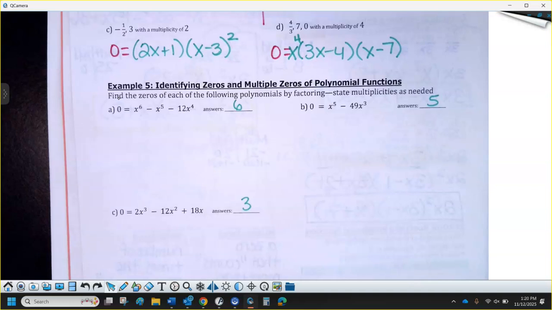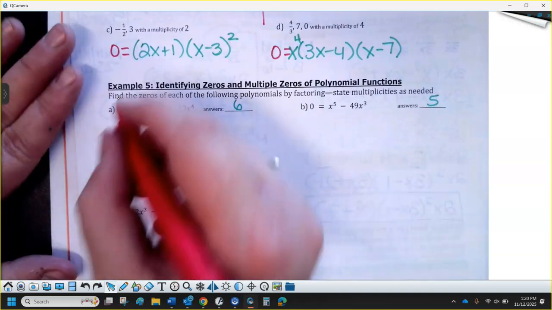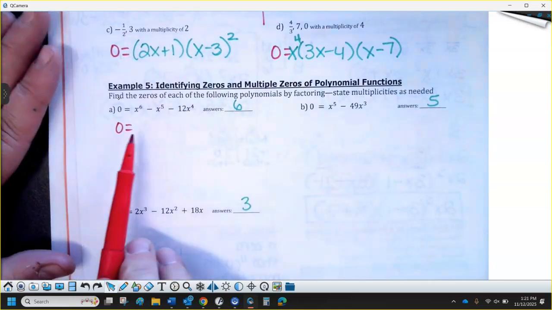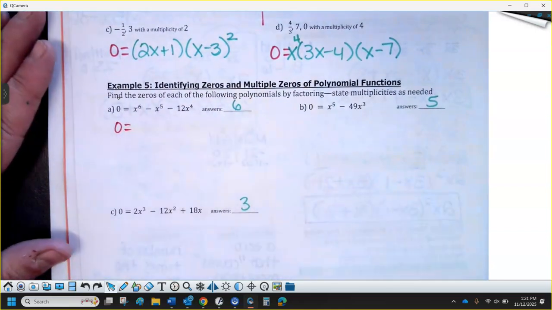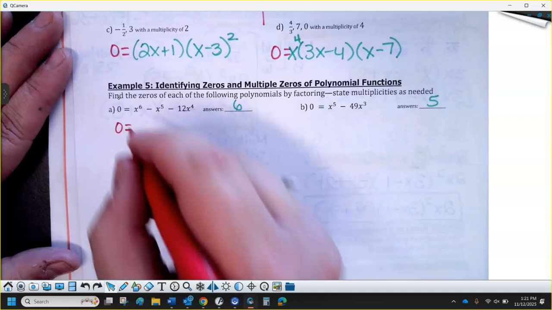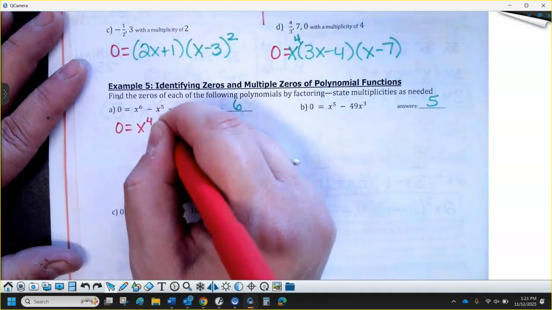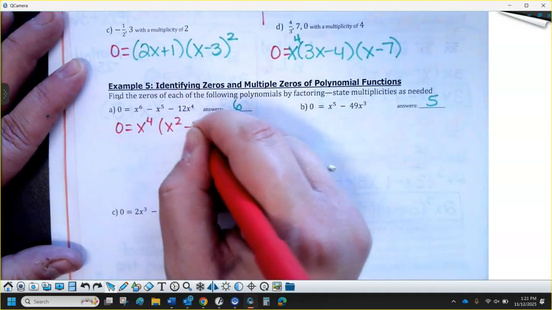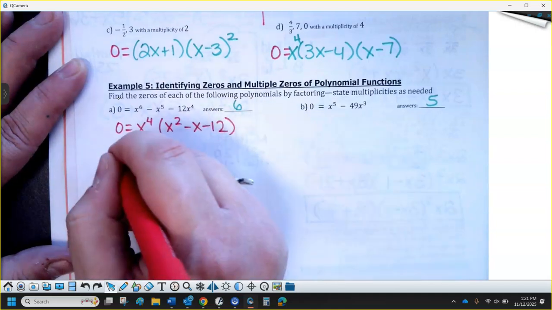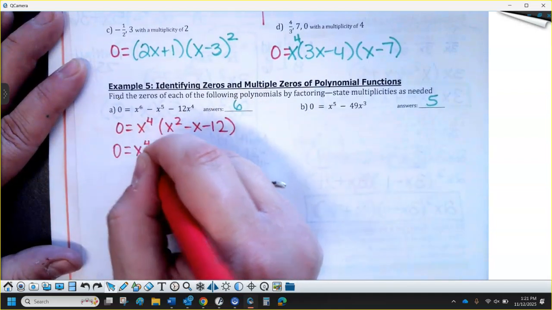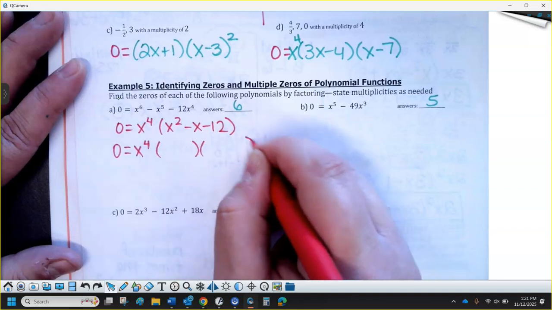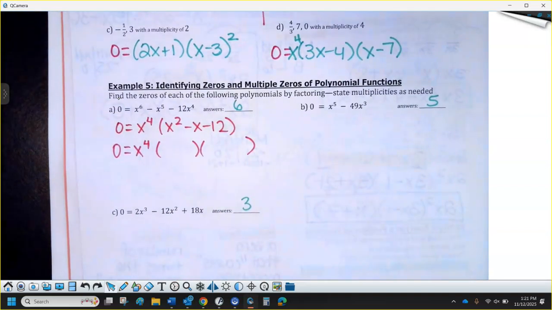The easiest way I can tell you to do that is by factoring, if you can factor. So what can I take out of all the terms in that first example? x to the 4th, right? Now left over we'd have x squared minus x minus 12. Whatever's in the parentheses, we're going to be able to factor further.